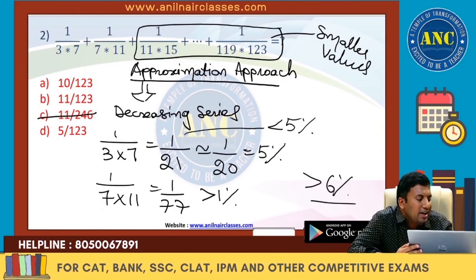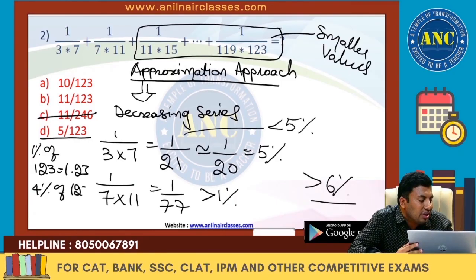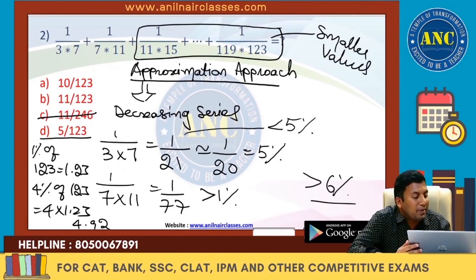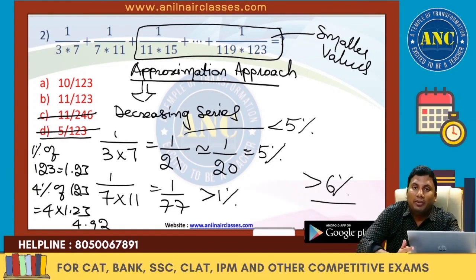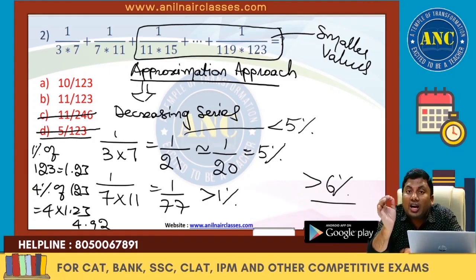So these are eliminated. 5 by 123: 1% of 123 is 1.23. So 4% of 123 is nothing but 4 into 1.23, which is 4.92. But the answer is greater than 5%. These also you eliminated. In case the last numerical value eliminates only one option, go by the approximation method.